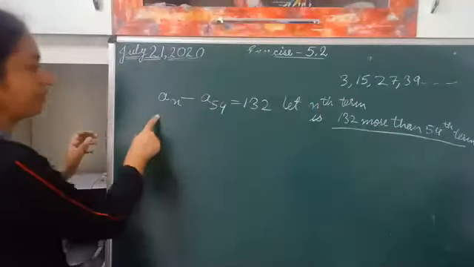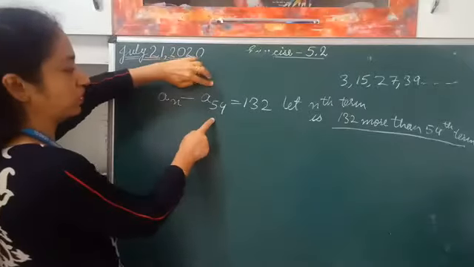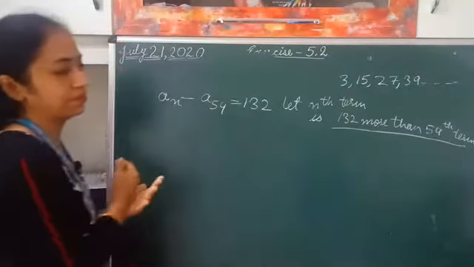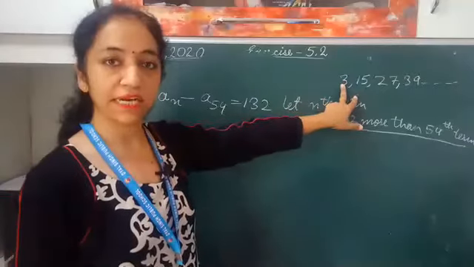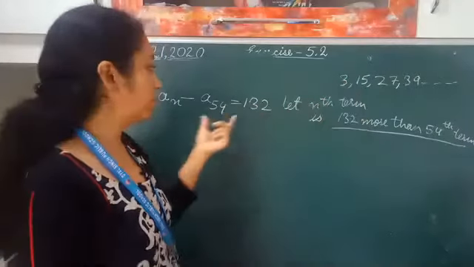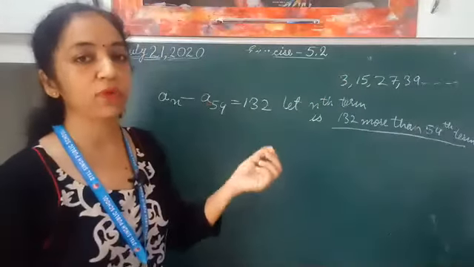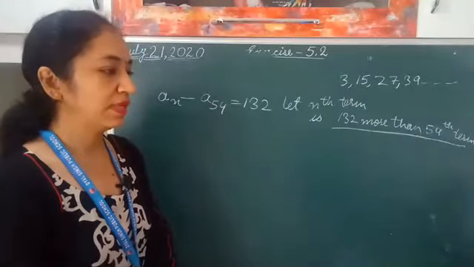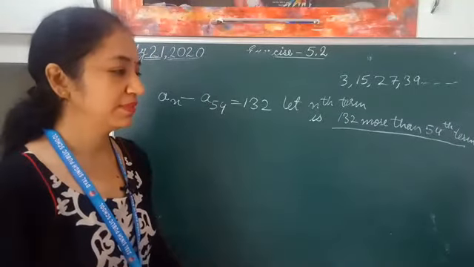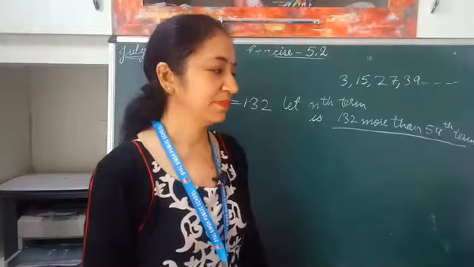So this is what we have written. The difference of the nth and 54th term is 132, right? Now you also have a and d, and from here you can find out. Put the values here and let me know the value of n. I want to know the answer from somebody else.